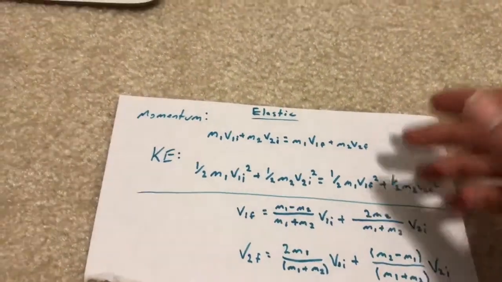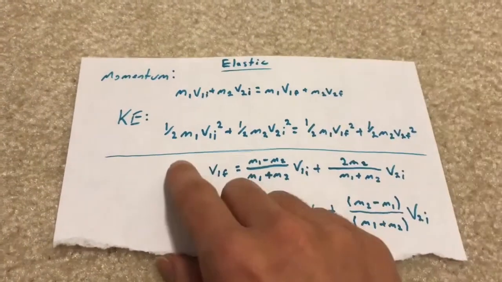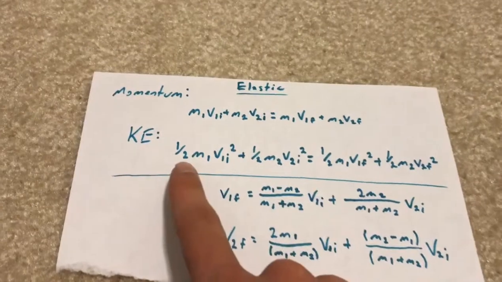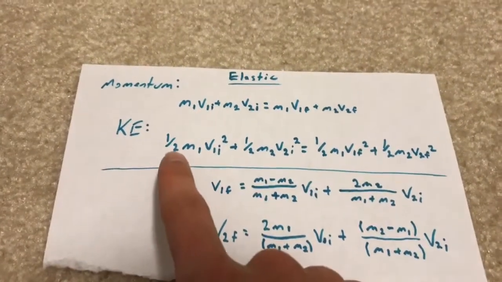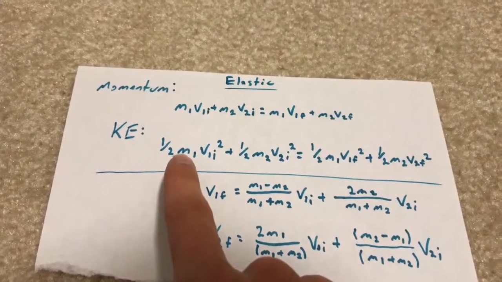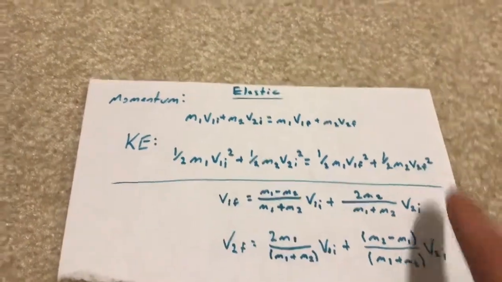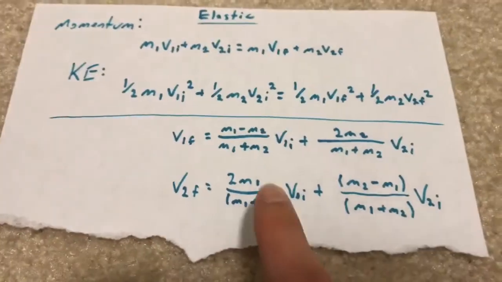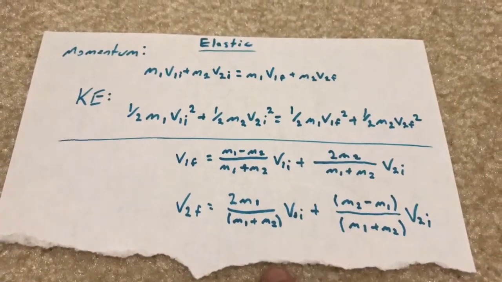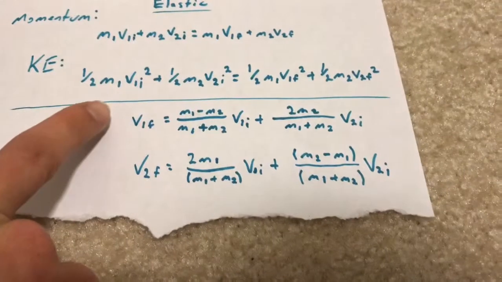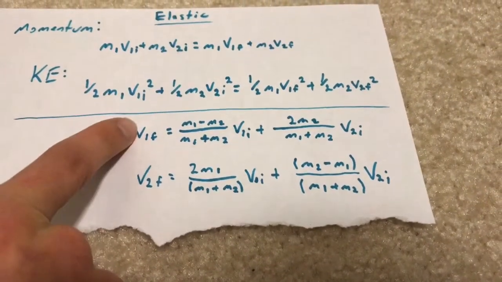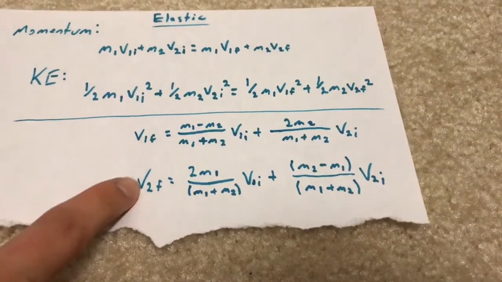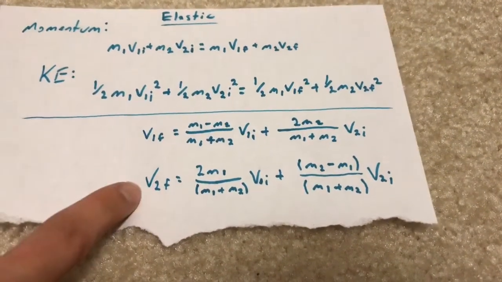The kinetic energy equation also comes into play, and for time purposes I'm not going to read it off because this video needs to be under 5 minutes, but you can see that here. If you combine them into each other, you get these two long equations down here, and you're solving for the final velocity of the first object and the final velocity of the second object.